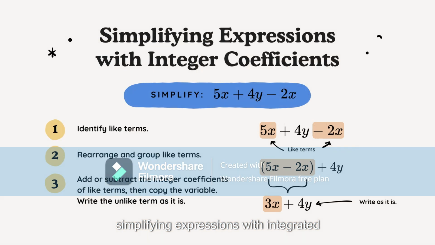Simplifying expressions with integer coefficients. Simplify 5x plus 4y minus 2x. Step 1. Identify like terms. Step 2. Rearrange and group like terms. Here the like terms are 5x minus 2x. Keep them in a bracket. Third step, add or subtract the integer coefficients of like terms, then copy the variable, write the unlike term as it is. Let's move on.